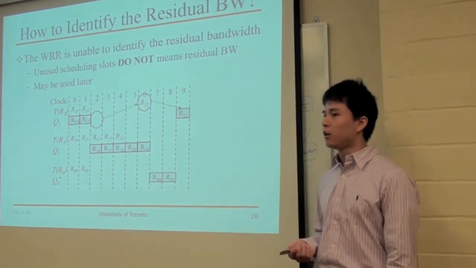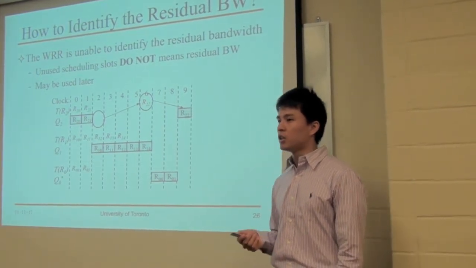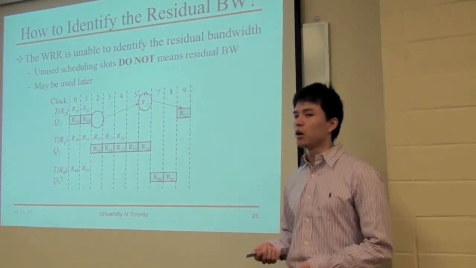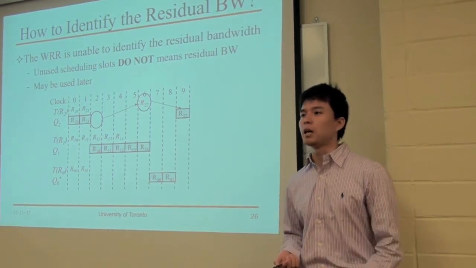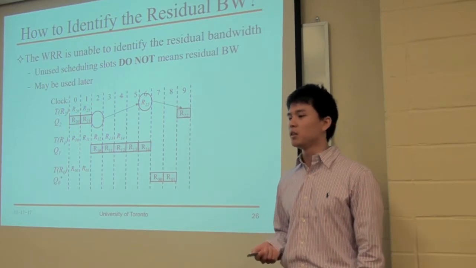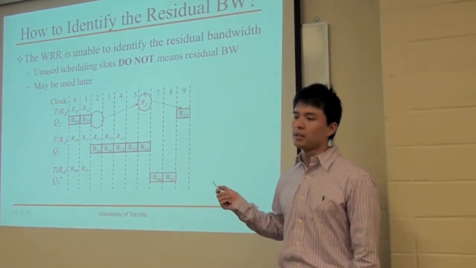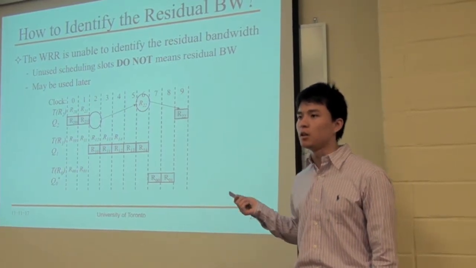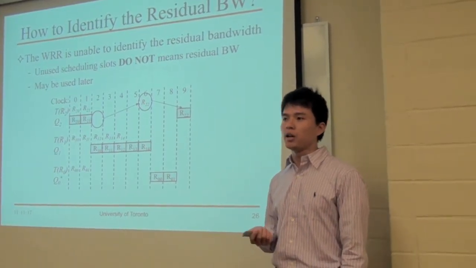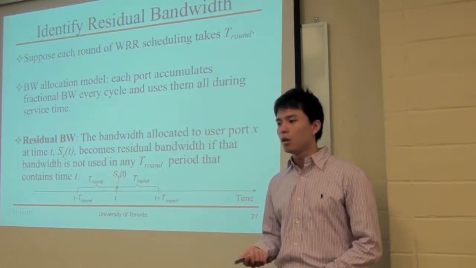The question now is how can we identify the restive bandwidth? When a queue doesn't use up its scheduling opportunity allocated by the WRR scheduler, it doesn't necessarily mean it is restive bandwidth, because that credit may be used later by requests that arrive later. Actually, we believe the WRR itself doesn't have enough information to identify the restive bandwidth.